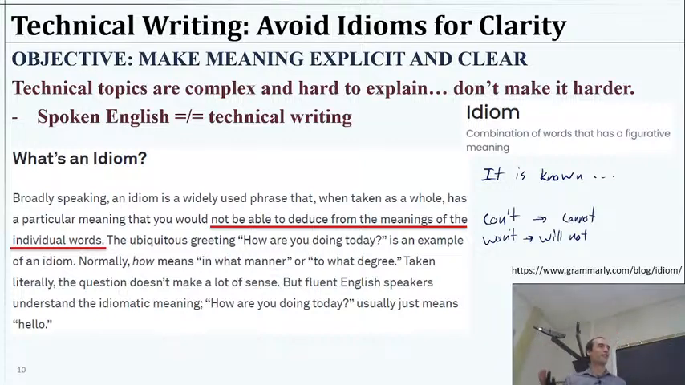It's a little off when you think about it that way. To what degree are you doing today? Maybe if we elaborate a little, to what degree are you feeling good or bad today? There you go. But we just put that all in, how are you doing? How's it going? To what extent is it going today? So it's kind of funny. We think that that's just so obvious that it's just normal English, but if we really drill down, that's not quite.